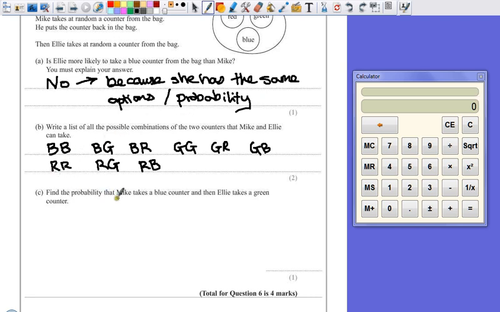Now part C says find the probability that Mike takes a blue counter and then Ellie takes a green counter, so therefore the order now becomes important. Now we've already listed all of the possibilities. So Mike takes blue, Ellie takes green. There's only one option with that. So we've got the chance as one out of, how many different combinations did we find? 9. So the answer is 1 out of 9.